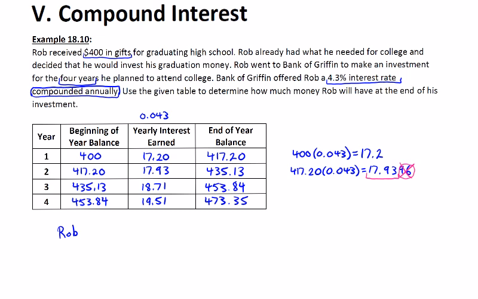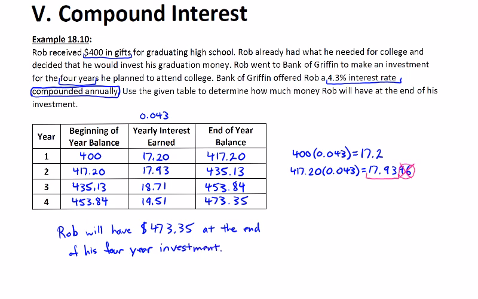Let's summarize what just happened. Rob will have $473.35 at the end of his 4-year investment.